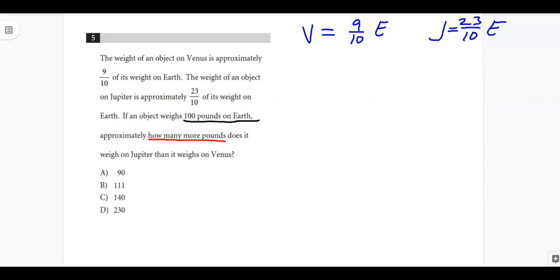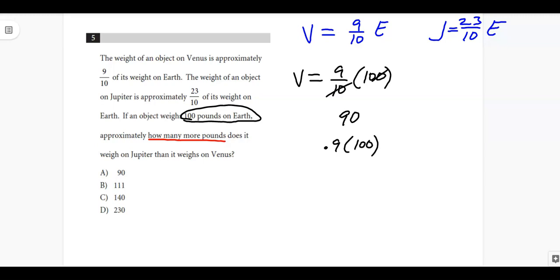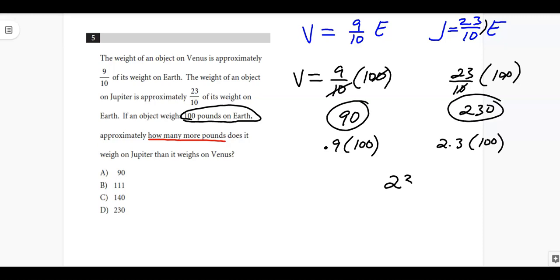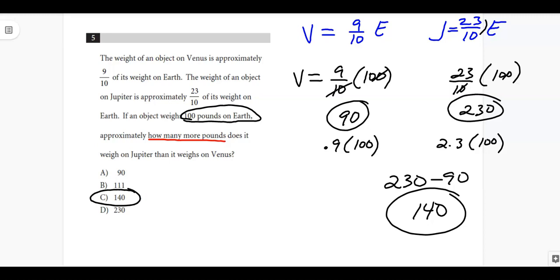So it says if you're 100 pounds on Earth, so we know what E is. So we have V equals 9/10 times 100. Basically I can cross that out and I get 90. You also could do decimals if you'd like. If you want to change 9/10 to a decimal, that would be 0.9 times 100. Either way. And then for Jupiter, this would be 23/10 times 100. So canceling those off, I have 230. Again, if you like decimals, you could divide that out in your calculator and get 2.3 times 100. So now I have Jupiter, I have Venus, and Jupiter take away Venus looks like 140 pounds. So you'll be 140 more pounds on Jupiter than you will on Venus.